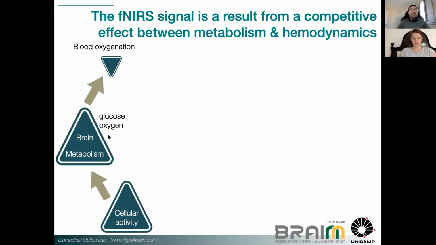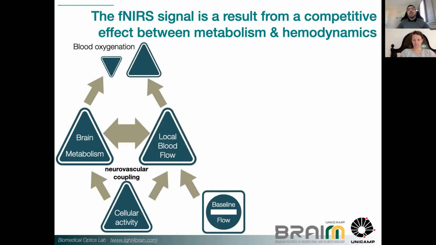And that means that we need glucose and oxygen. Therefore, if you have an increase in cellular activity, you have an increase in brain metabolism. And this increase in brain metabolism will decrease blood oxygenation, right? Because it's the oxygen that comes from the blood, right, that diffuses to the cells to supply the metabolism. This is one part of where the fNIRS signal comes from.